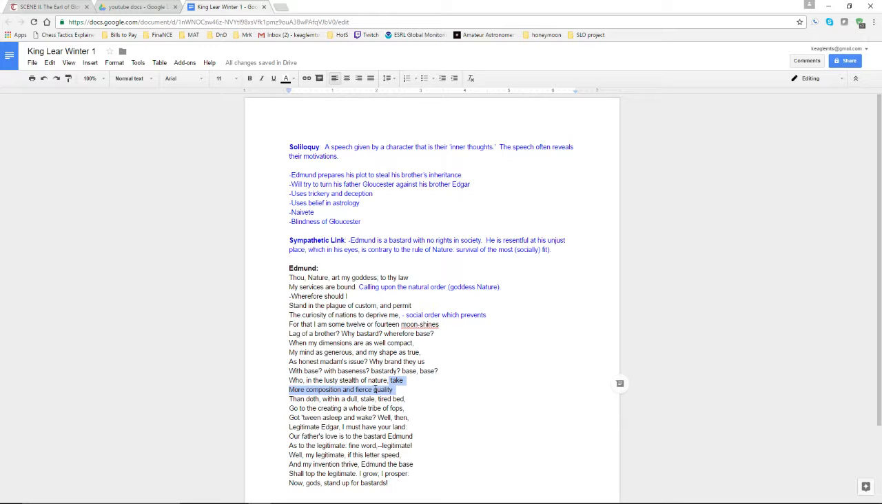"Take more composition and fierce quality than doth within a dull, stale, tired bed. Go to the creating a whole tribe of fops, got tween asleep and wake." Okay, let's read that again. "Who in the lusty stealth of nature take more composition and fierce quality than doth within a dull, stale, tired bed. Go to the creating a whole tribe of fops, got tween asleep and wake." So this is kind of a mouthful of a paragraph. Basically what's happening here is Edmund is just saying that it doesn't matter how he was created, and he's railing against his parents and being like, they're just in their stupid bed where they created all of these fools.